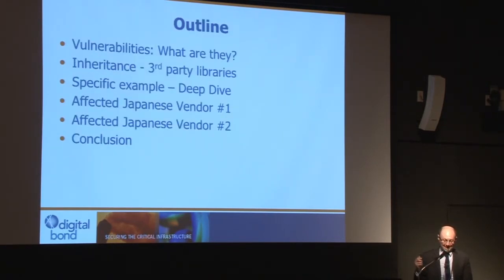So this is the outline of what we will discuss today. A quick definition of what vulnerabilities are, a look at what third-party libraries are typically included in industrial control systems equipment, and then we will look at some specific examples of vulnerabilities that we've found, and we'll look at 2 Japanese vendors who are affected by the issue in the third-party software.